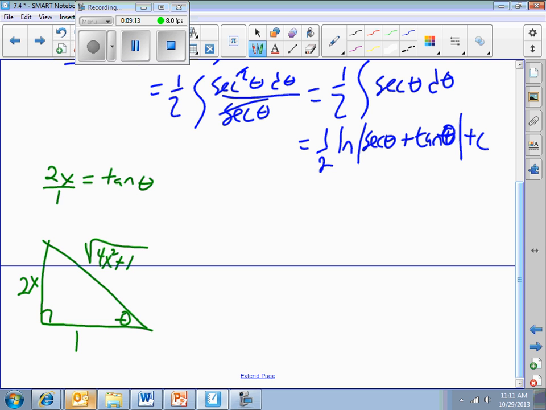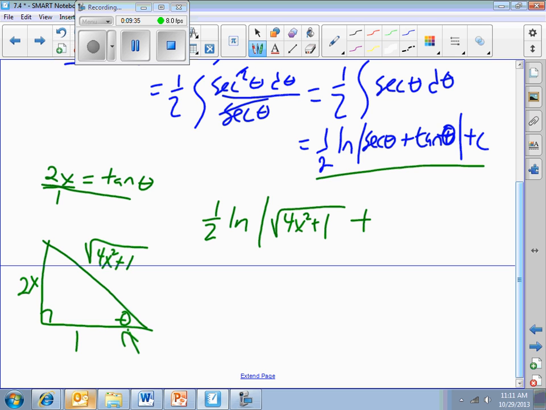Okay, go back to this one now, and we're going to say 1/2 natural log of secant. From theta's perspective, secant is 1 over cosine. So it is hypotenuse over adjacent, or square root of 4x squared plus 1 over 1, but we don't have to put the 1. Plus tangent, by original definition, is simply 2x. And I've now converted it to x's, and I've integrated it.